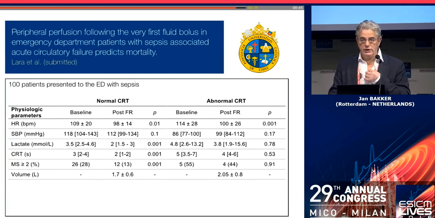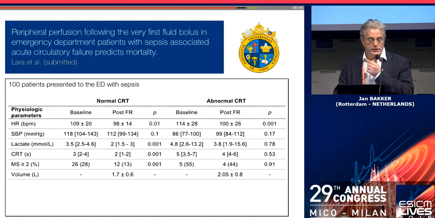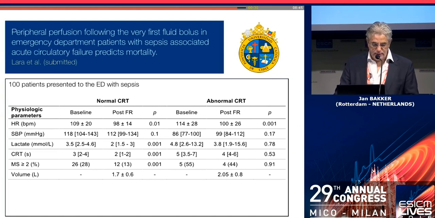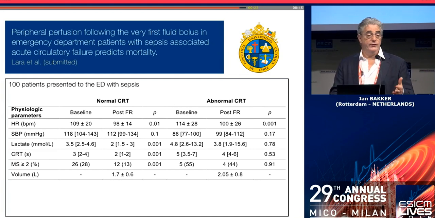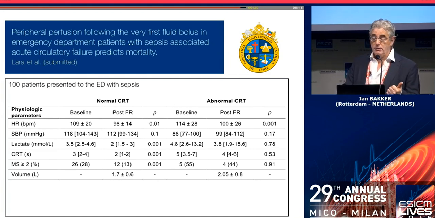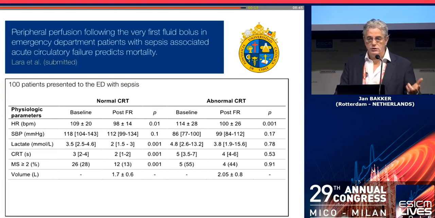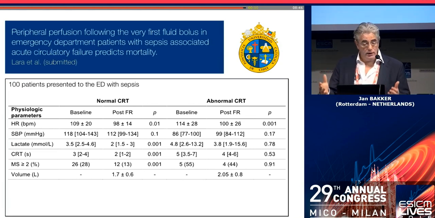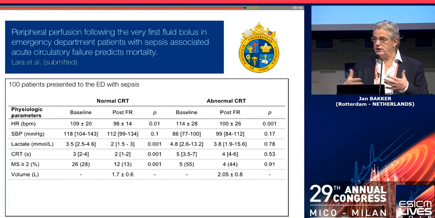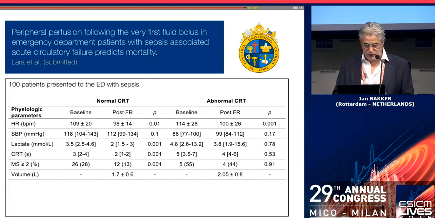We just finished a study in Chile that is submitted, and Barbara Lara did a study in 100 patients admitted with infection, and there was a clinical indication to give fluids. There was increased lactate, maybe there was discoloration of the skin, there was hypotension, there was no urine output, or the patient was, let's say, subjectively dry or vomited for a long time, but there was a clinical indication to give fluids. They gave on average 1.7 liters, and we measured peripheral perfusion after the fluid resuscitation.